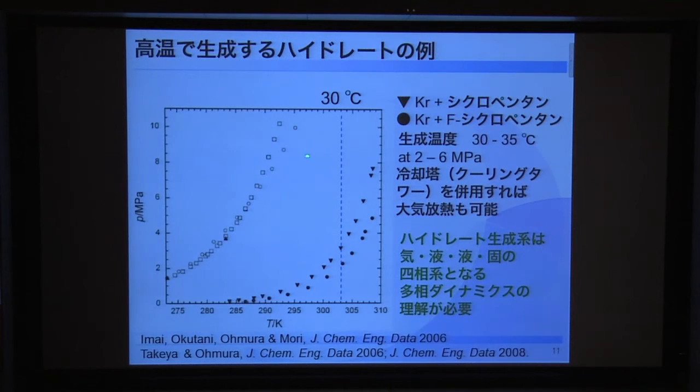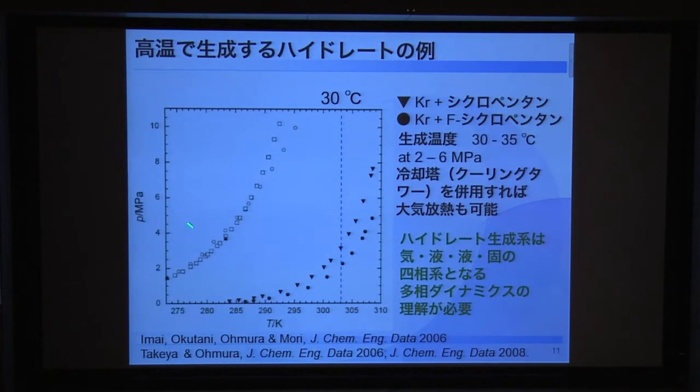So Keio University and ICE did this joint research, and we have identified several hydrates that can discard heat at 30 degrees. So these are some realistic examples. Not comprehensive, but these are some of the examples. Krypton, a rare gas, and cyclopentane or fluorocyclopentane. These are used as liquid.